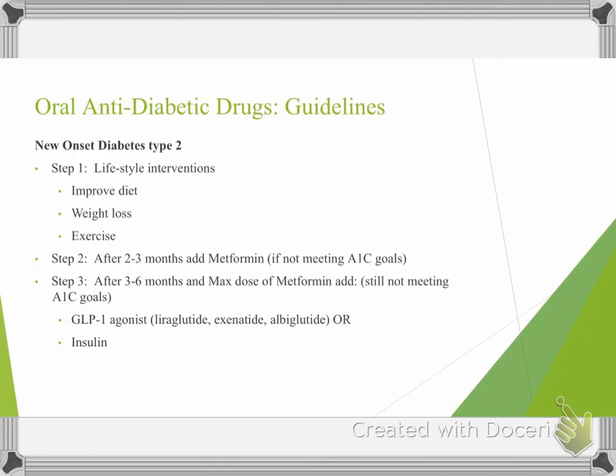Step 3, we've already added the metformin. They're still not meeting A1C goals. Then after 3 to 6 months, we're going to do the maximum dose of metformin. And then we're going to add one of these 2 medications. We're either going to add a GLP-1 agonist or we're going to add insulin to the regimen to help control that.